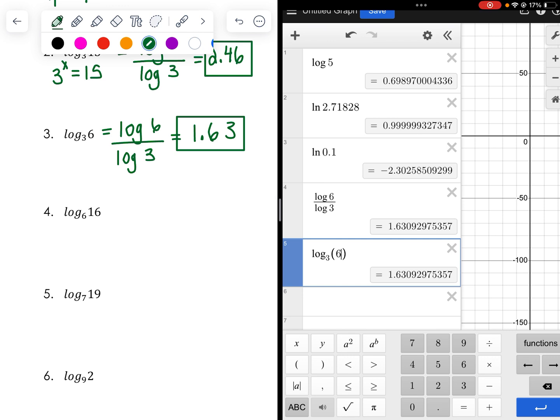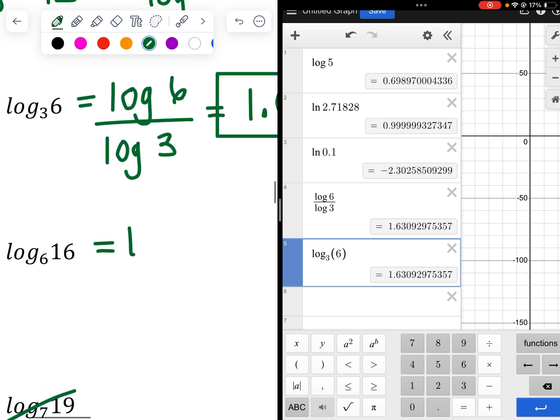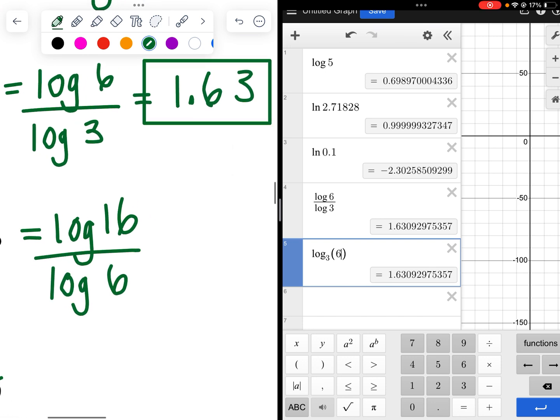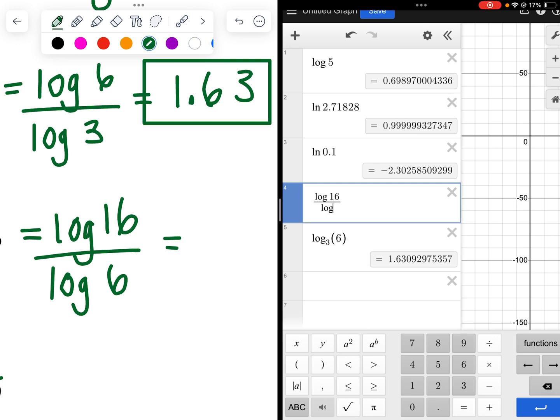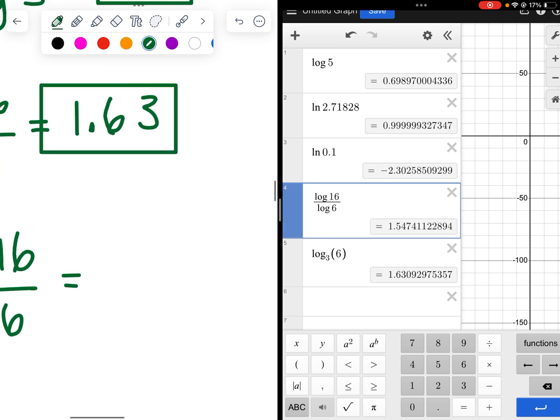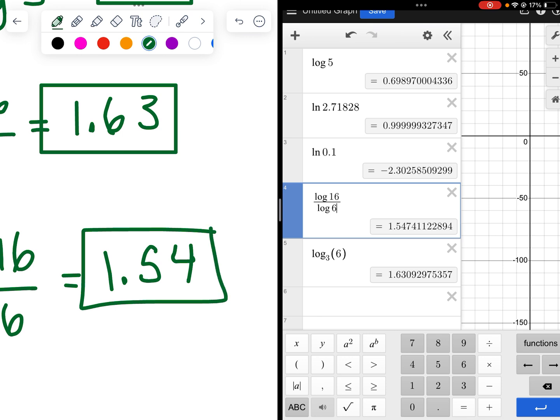All right, let's do 4 and 6. We'll skip 5. So for 4, we would have log base 16, the big number, over log base 6, the little number. So 16 on top and 6 on the bottom. We have 1.54. Again, I'm not going to round.